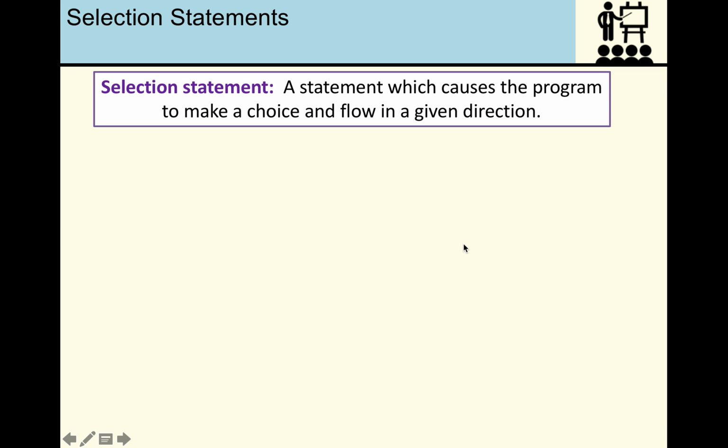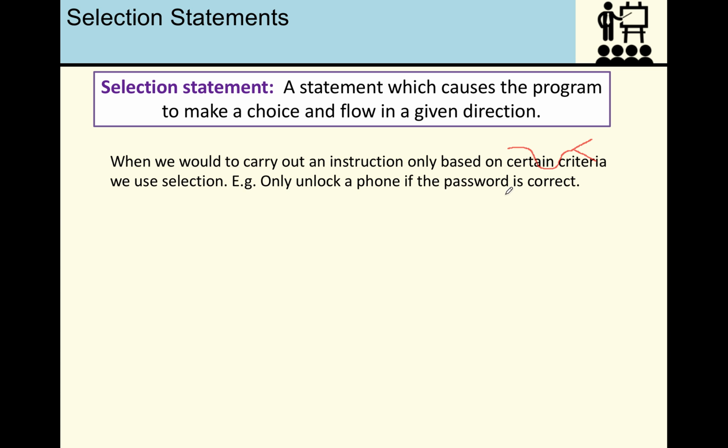A selection statement is a statement which causes a program to make a choice and flow in a different direction. If we think about a river, a river is flowing this way. And if there's selection, it will have a choice: do I flow left? Do I flow right? So when we carry out instructions based on certain criteria, we can use selection. Only unlock a phone if the password is correct. If the password is not correct, then we're not going to unlock the phone. There are two different routes that it can take.